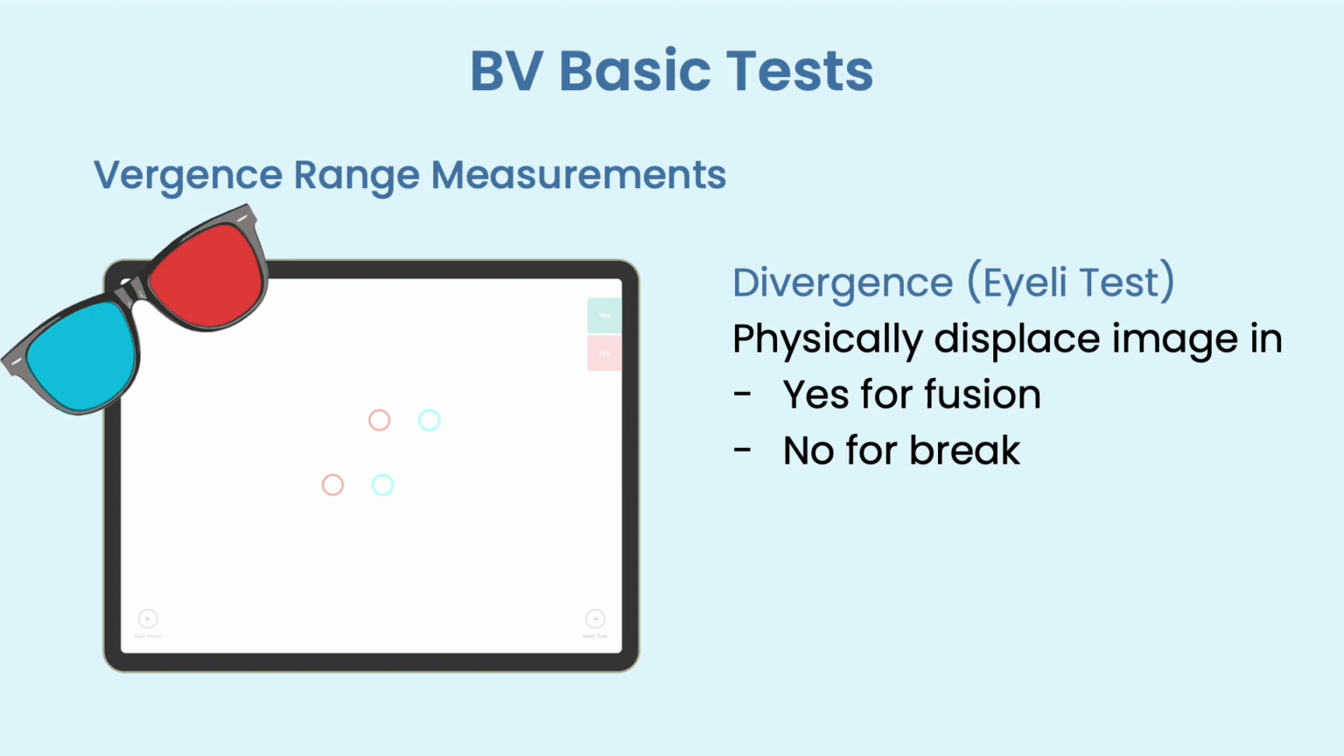With each slide, we're going to ask the patient how many circles they see to check if they can still fuse. For instance, in this slide, if the patient is fusing, they will see only 2 circles, in which case you press yes. If they are not able to fuse, they will see 4 circles, in which case you press no and the test is over.